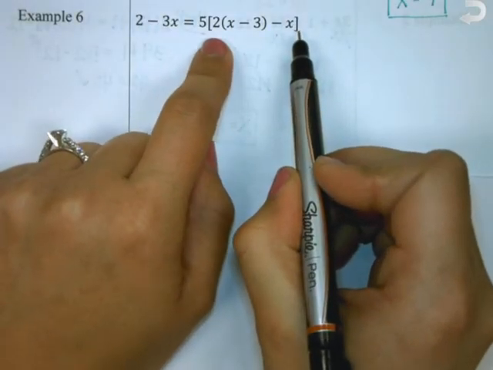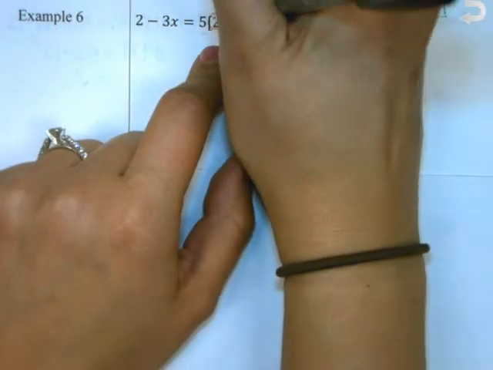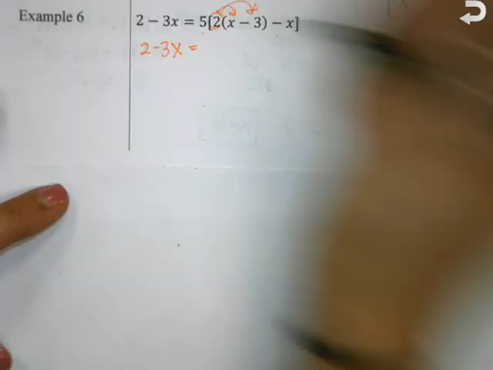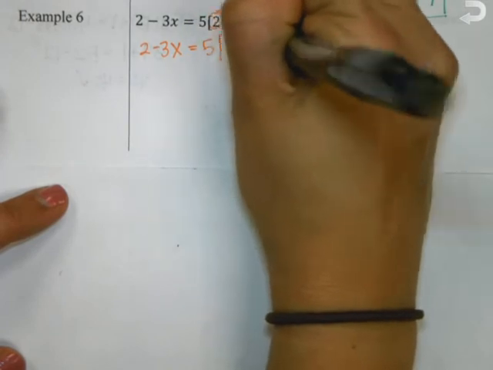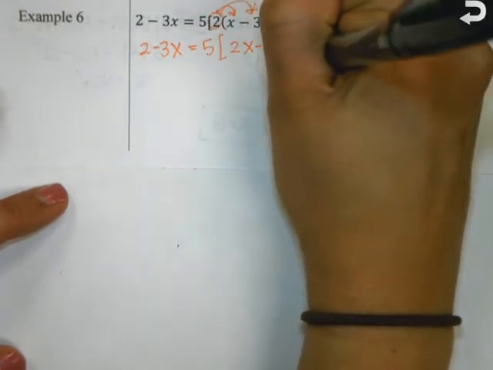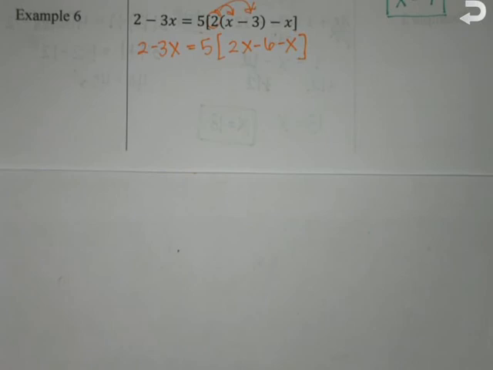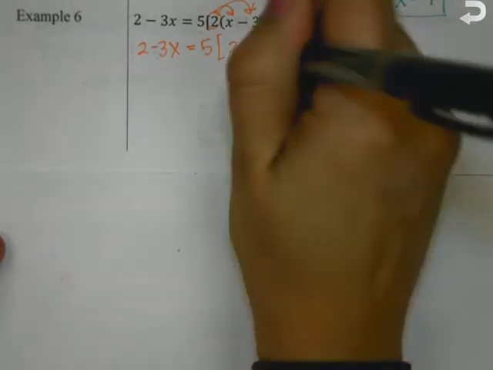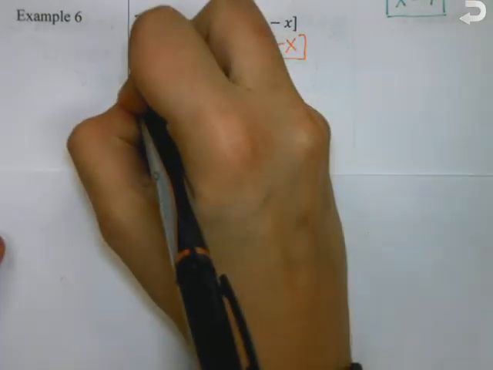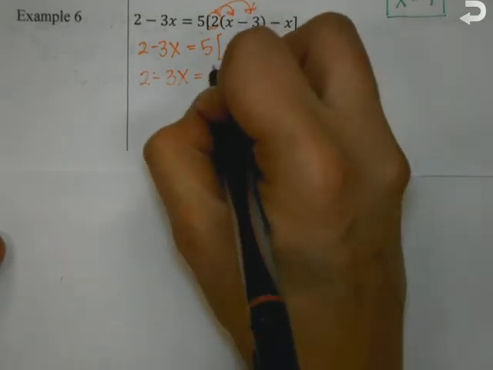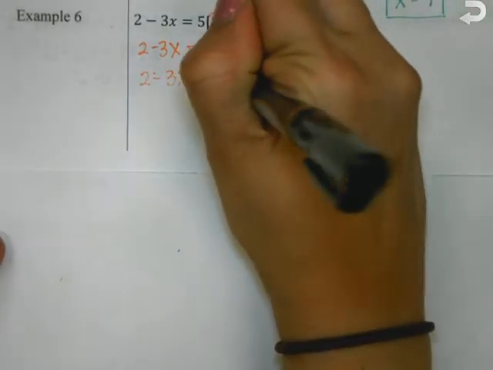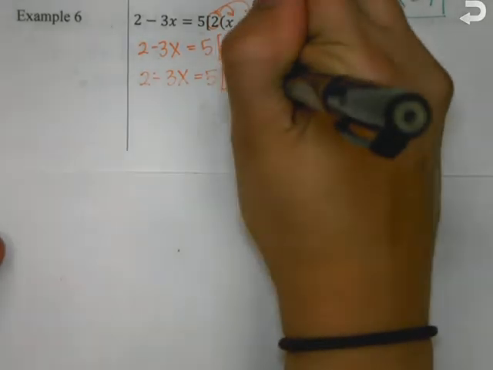So 2 minus 3x equals 5 bracket 2x minus 6 minus x, end bracket. Inside the bracket, I have some combined like terms. 2x minus x gives me what? 1x. So we get 2 minus 3x equals 5 bracket 1x minus 6.